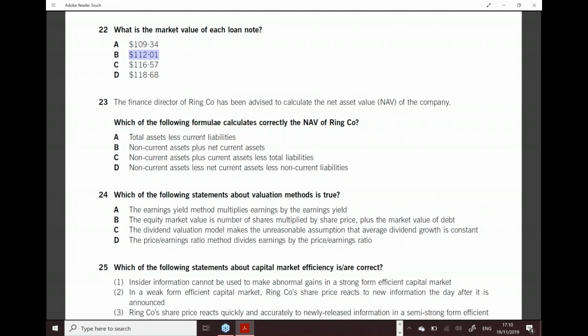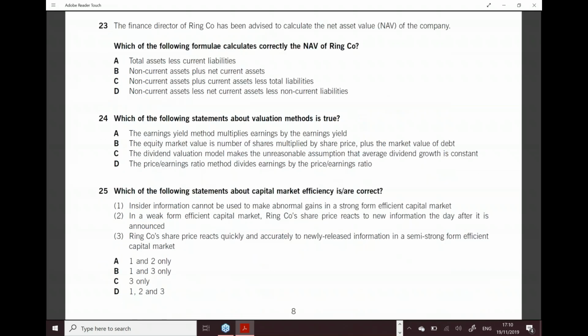Which of the following statements about capital market efficiencies are correct? Inside information cannot be used to make abnormal gains in a strong form efficient market. Yes, that's correct. In a strong form efficient market, investors cannot consistently make above average returns by using inside information, because that information is already reflected in the price. So buying and selling creates fair gain.